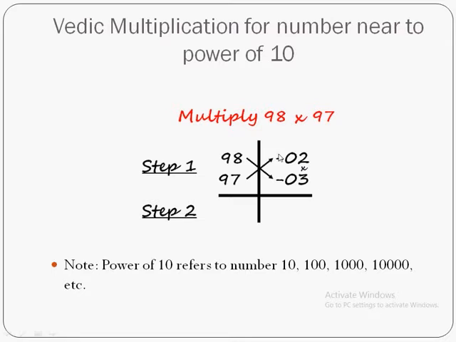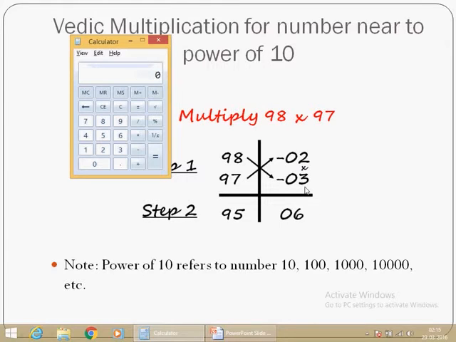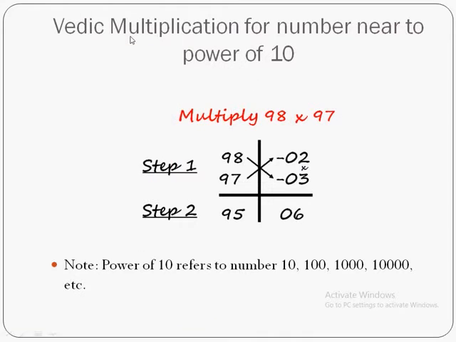Now if I add them cross, 98 minus 3 is 95 and 97 minus 2 is 95. So my first output is 95, and when I multiply these two, minus 02 into minus 03 will give me 06. So this is my output. Let us verify again. 98 into 97, my output is 9506. So see how easy it is.